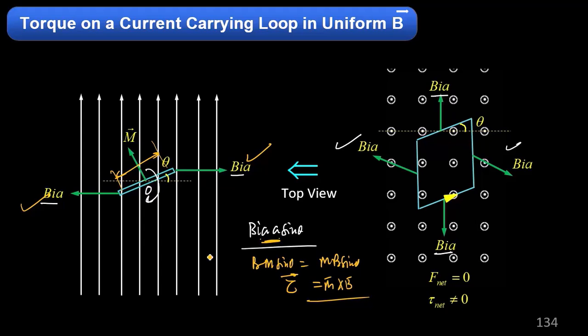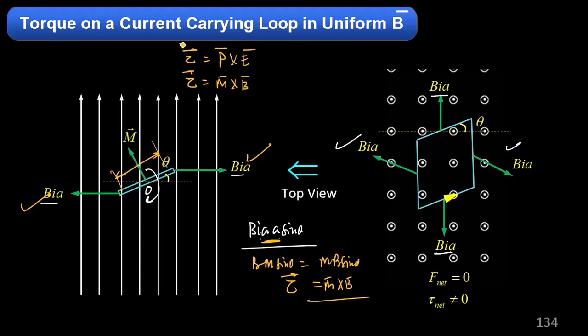Same logic: torque experienced by a magnetic loop in the presence of a magnetic field, and torque experienced by an electric dipole in an electric field, are expressed by the same form. We write torque as a vector cross product, M vector cross B vector. Here, torque must be written as M vector cross B.